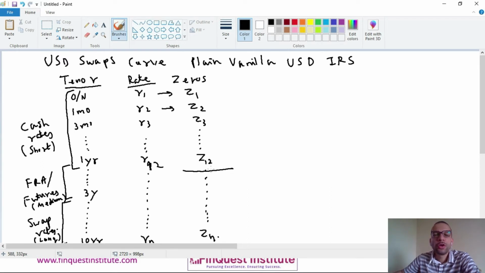But beyond 1 year, you have to run a bootstrapping algorithm. The bootstrapping algorithm will help you calculate the zero rates at respective times in future. So starting 1 year and beyond, you'll have to use a bootstrapping calculator to arrive at the respective zeros. So let's say we have Z2 years, Z3 years, etc., up till say Zn years. So this comes via a bootstrapping engine, which is a part of your swap pricer.